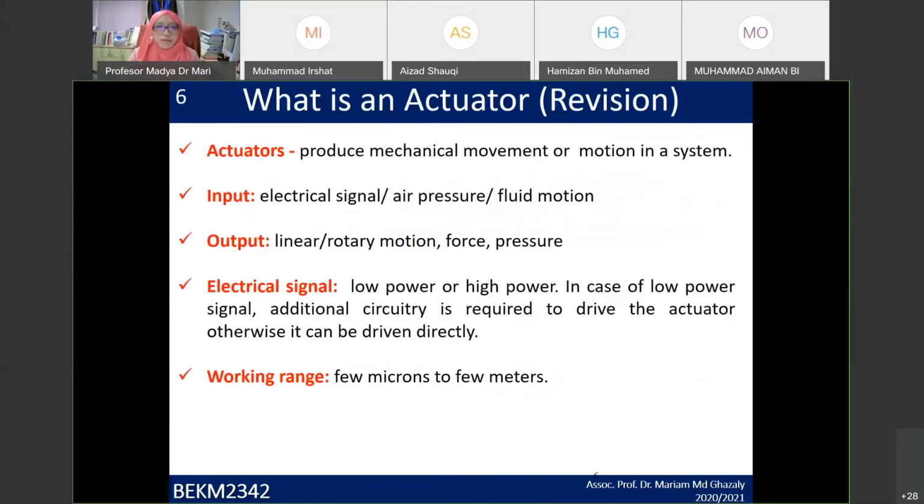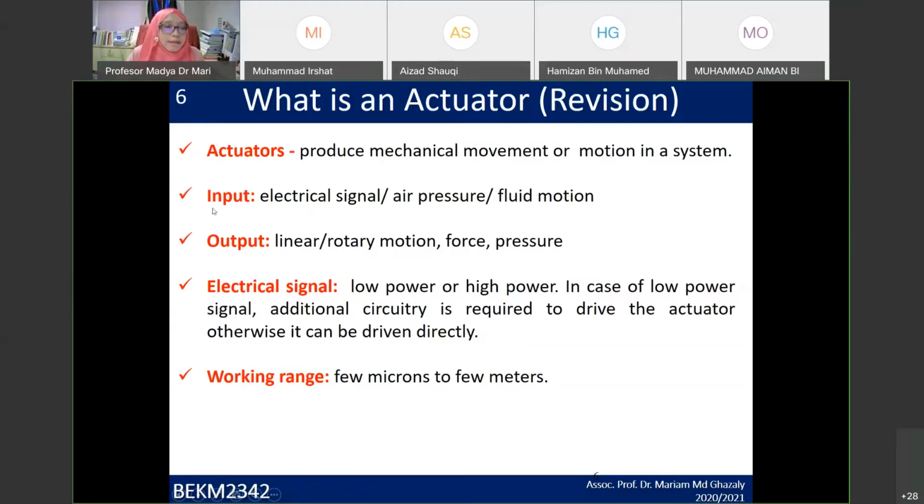This one I have covered also, so a little bit of revision on what an actuator is. An actuator produces mechanical movement or motion in the system. For an electrical actuator, the input is an electrical signal, either current or voltage. For a pneumatic actuator, the input is pressure, and for a hydraulic actuator, the input is friction.